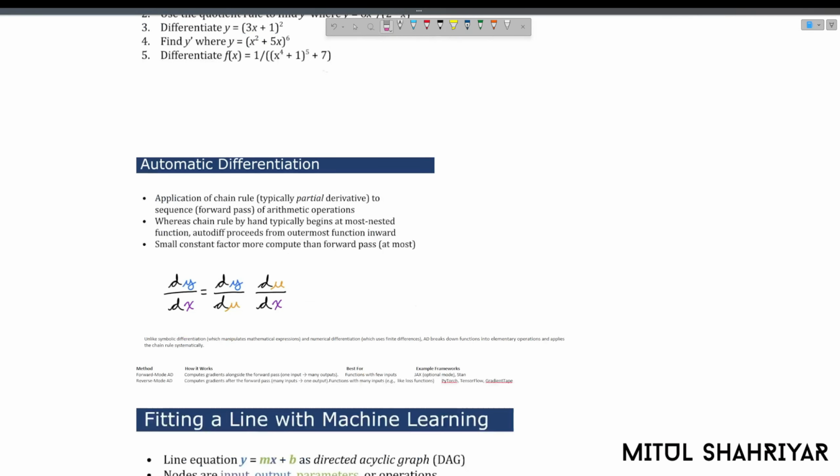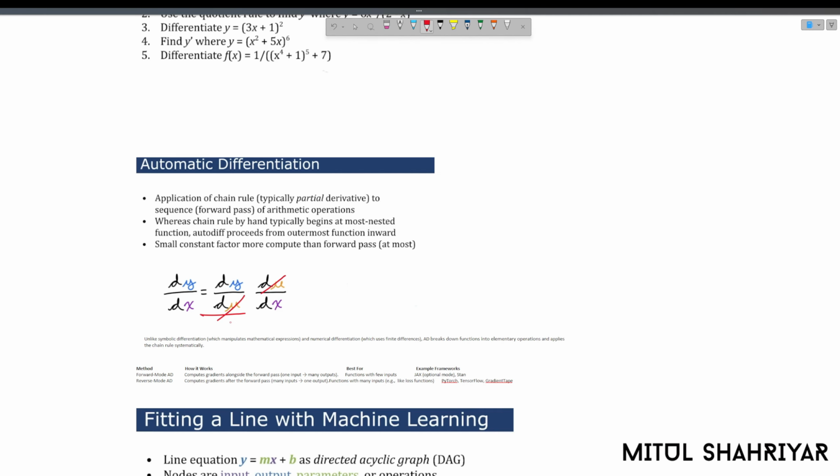Okay, the interesting point starts from this one, which is called automatic differentiation, for which we have to go for the coding part. As we have seen, dy by dx can be written as dy by du and du by dx, as they can easily cancel out. So we can just use them for automatic differentiation.